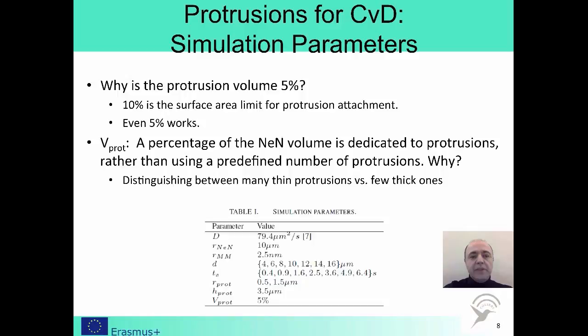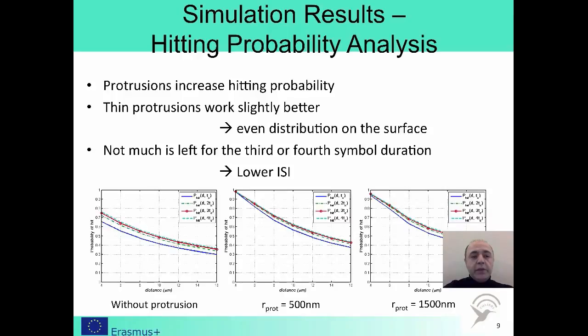In our simulations, we have dedicated only 5% of the volume for protrusions. For a fair analysis, we have compared the use of many thin protrusions against fewer thick ones. The total volume of the protrusions is the same in both cases. We analyze the effect of utilizing protrusions on the hitting probability. The leftmost graph is a regular case without protrusions, whereas we have protrusions with radius 500 and 1500 nanometers for the other two graphs. The dark blue curve at the bottom of each graph depicts the reception during the current time slot. Then come the second, third, and fourth time slots as you go up.